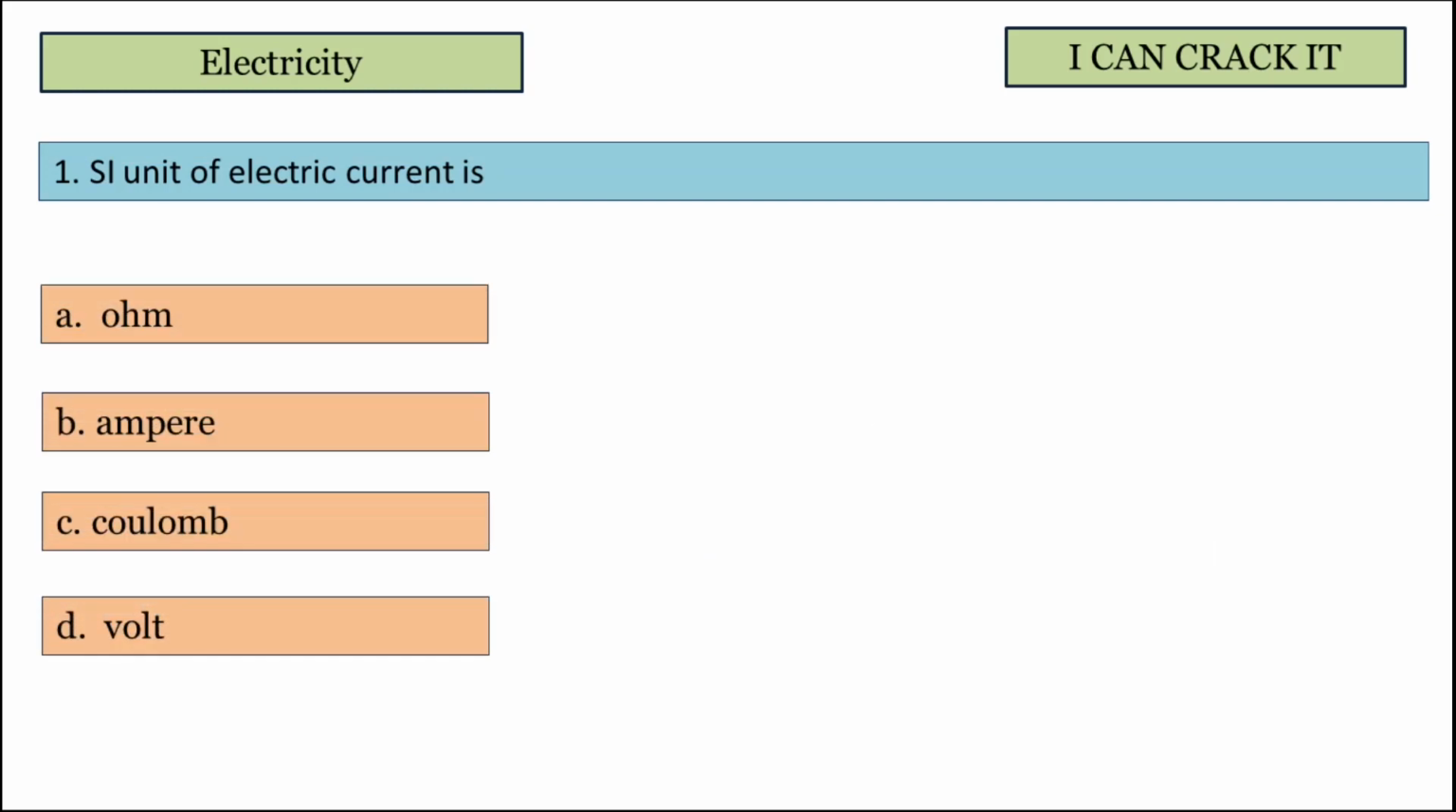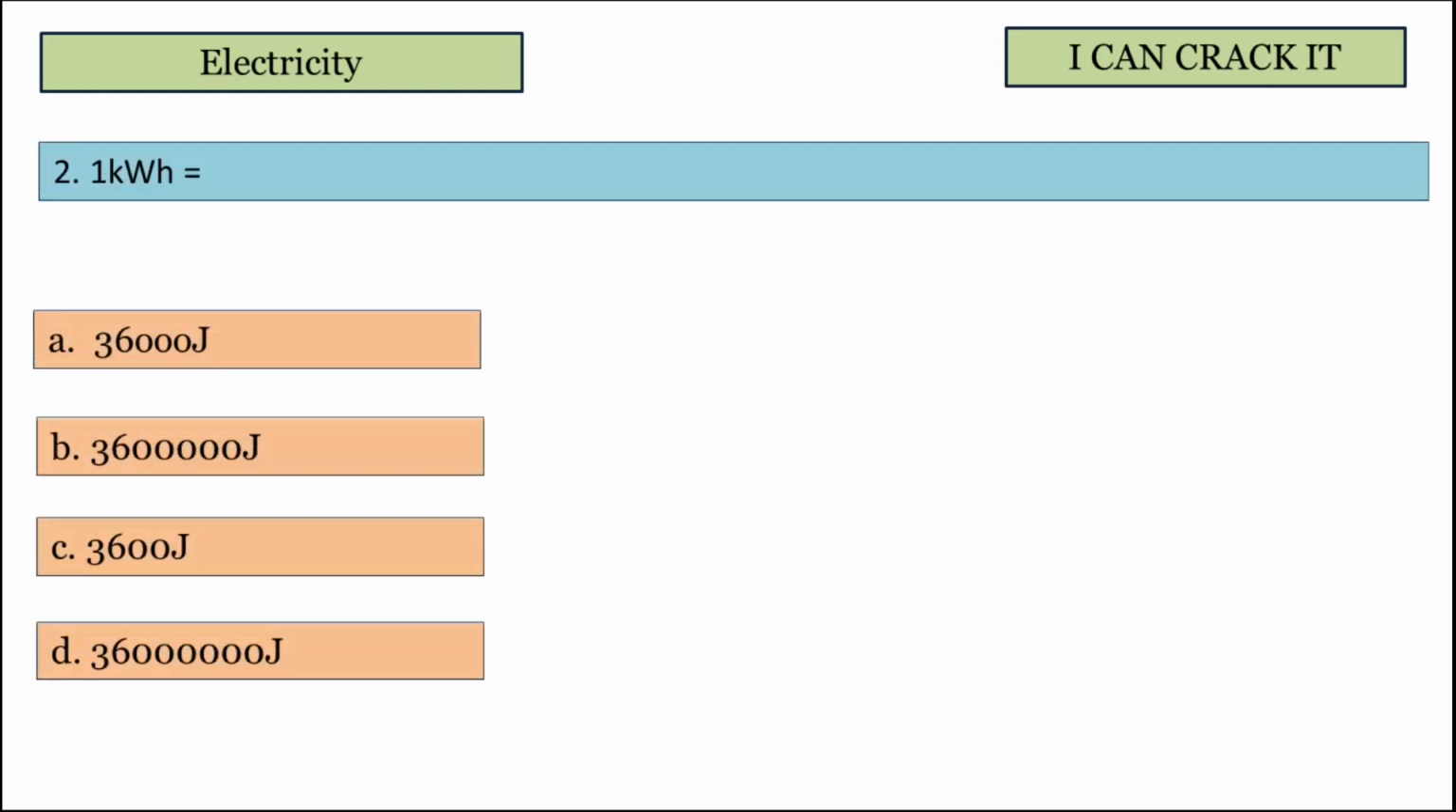Now let's see the first question. SI unit of electric current is. Just now we have seen the SI unit of electric current. SI unit of electric current is ampere. It is denoted by the symbol A. So which option? Option B, ampere. We have just seen SI unit of charge is coulomb, SI unit of current is ampere. So option B.